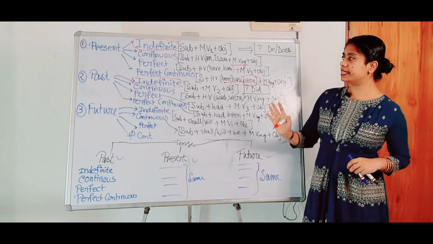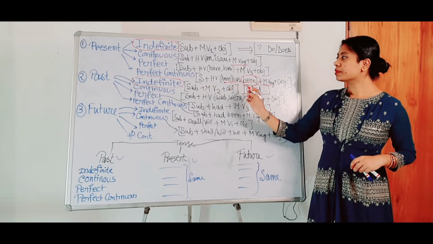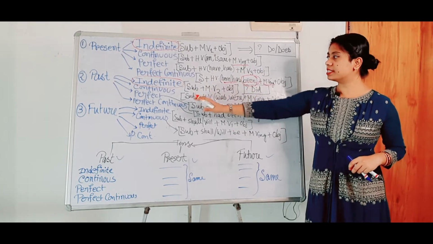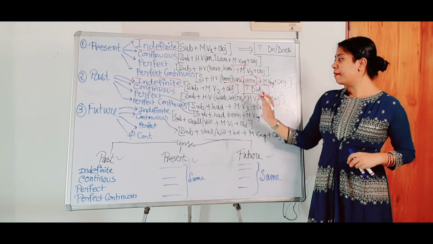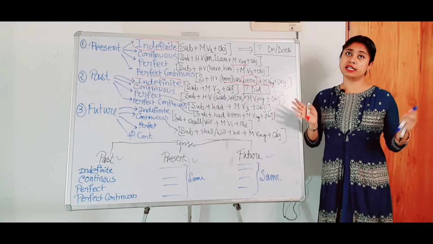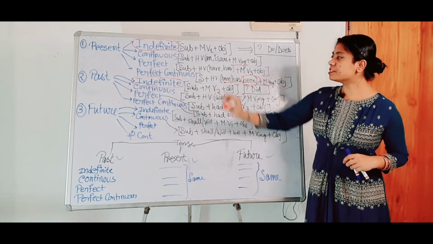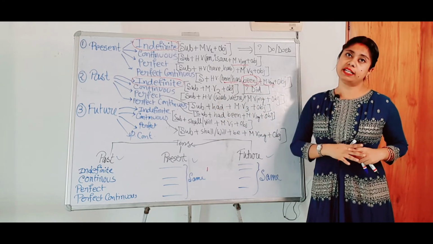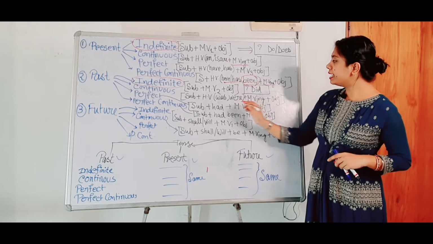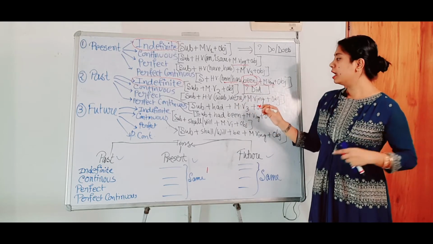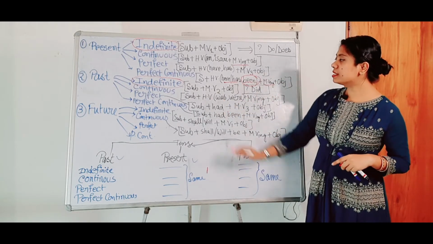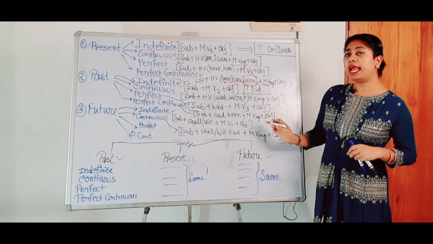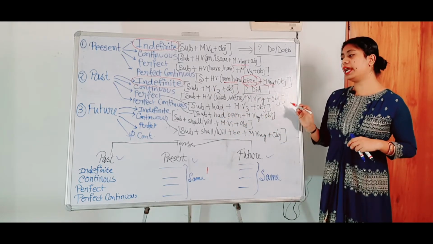And now past indefinite: subject, main verb 2, object. Past continuous: subject, helping verb was, were, main verb with ing because it is continuous tense, and object. And past perfect: subject, had, because have and has have only one past form, that is had. And had and MV3 means completed, and object. And past perfect continuous: subject, had been, MVING, main verb ing, and object.